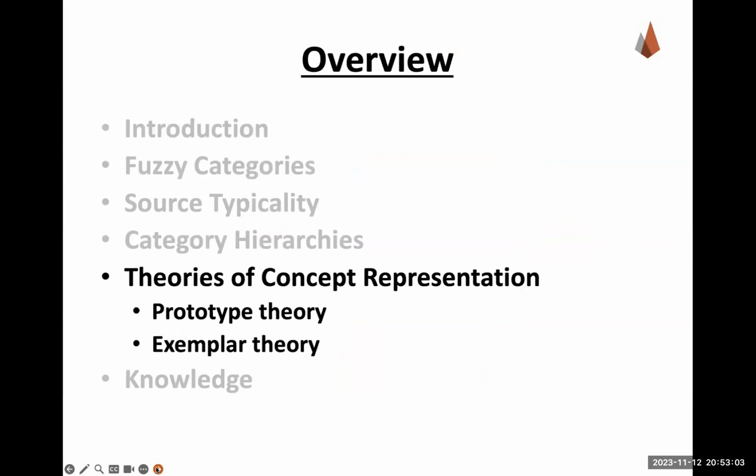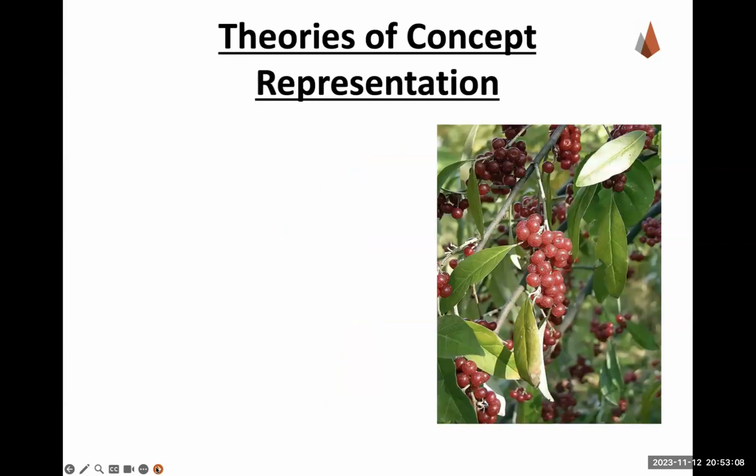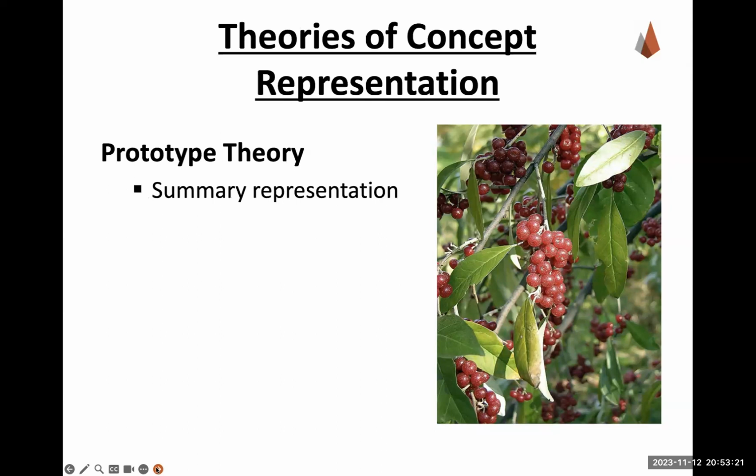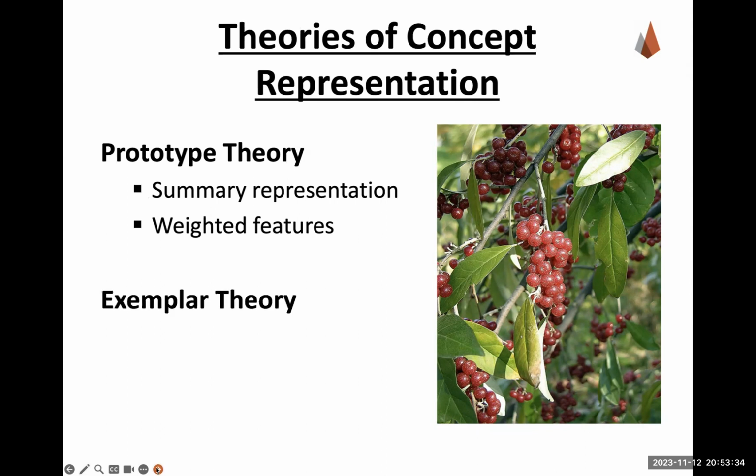We're going to talk about theories of concept representation next, starting with prototype theory. For this theory, we mentally represent a concept based on a summary representation that has weighted features. For example, birds that fly, have feathers, and obvious wings are weighted higher than birds who swim and have smaller wings and eat fish and have small feathers.